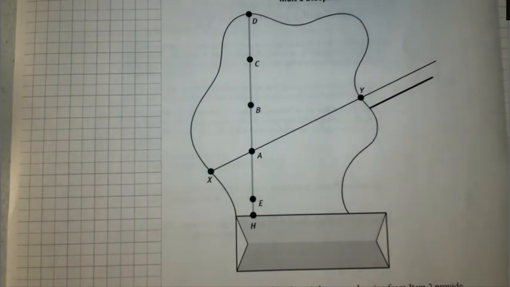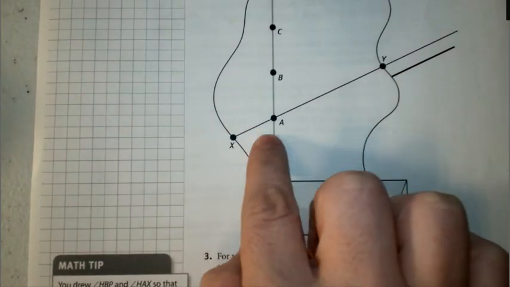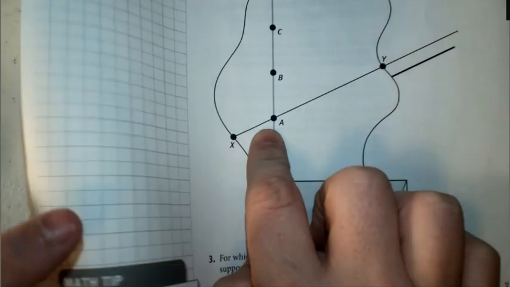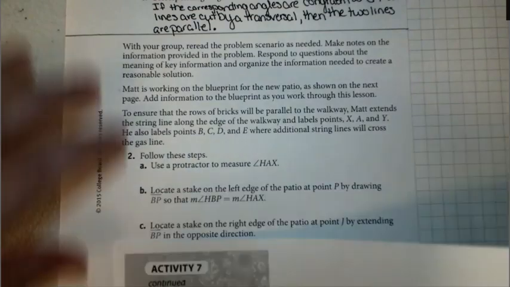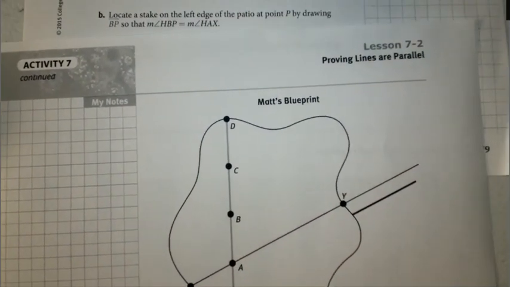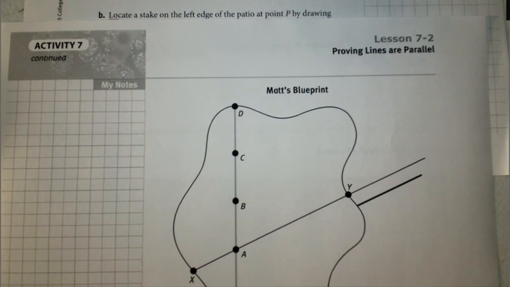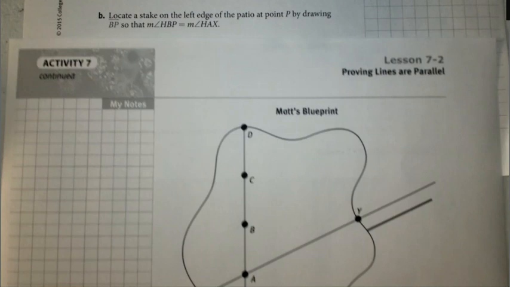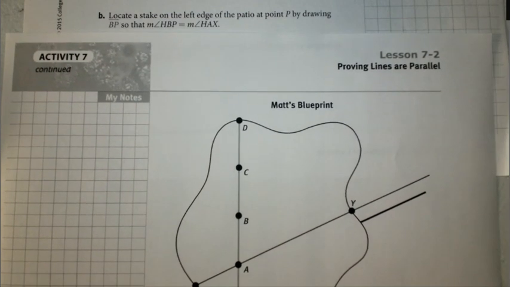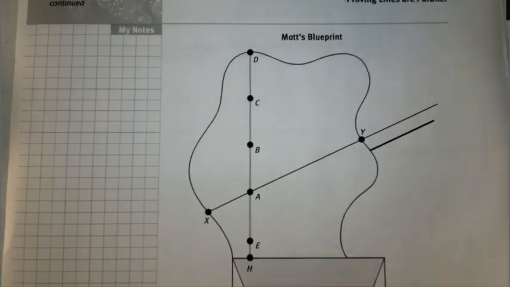They have HAX, here's H, here's the A, here's the X. They want you to measure this angle right here. And after you do that, they then want you to locate a stake on the left edge of the patio at point P by drawing BP so that the measure of HBP equals the measure of HAX.